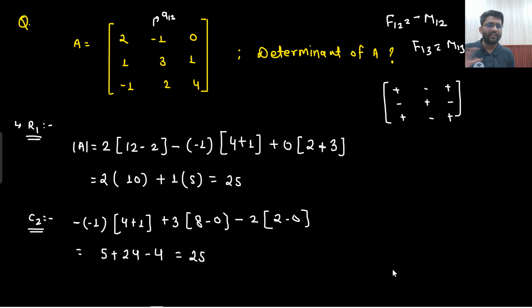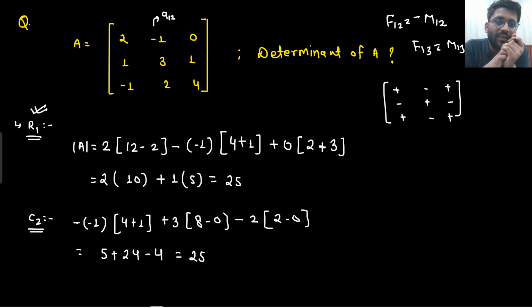Understandable? So with respect to anything you can do. But what I would prefer? I would prefer doing it with R1 only. Why is that so? Because in R1, one of the elements is 0, no? So with respect to 0, I will write down 0 here. Do I need to do this calculation? I don't even need to care about 0, no? So with the row or column where maximum zeros are present, I will do my expansion with respect to that row and column only. Because if number of zeros are more, then I will reduce the expansion.